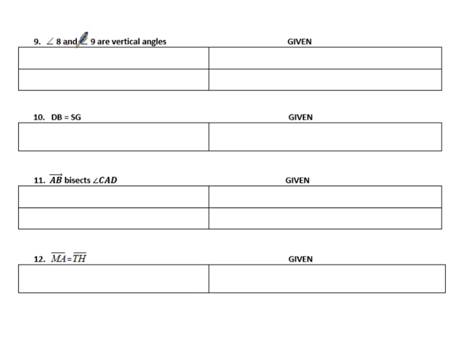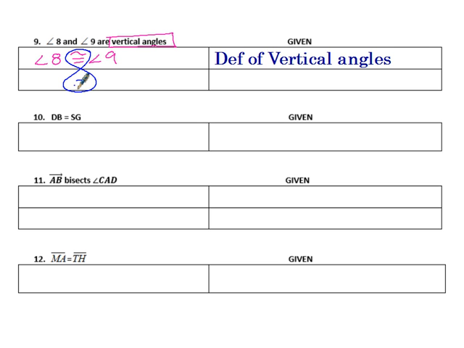Next one, angle 8 and angle 9 are vertical angles. Vocab word. So anytime you have a vocab word, put a little box around it. So when I know that those are vertical angles, what can I say? I can say that angle 8 is congruent to angle 9. That's the definition of vertical angles. Vertical angles are congruent to each other. And now because I know that they're congruent, what else can I do with that? I can say that the measure of angle 8 is equal to the measure of angle 9. That's the definition of congruent angles. Switched from congruent to equals.